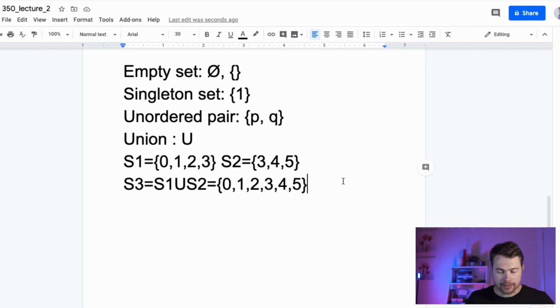Okay, moving on, intersection. Like if you take that U and flip it upside down, you'll get the symbol for the intersection.